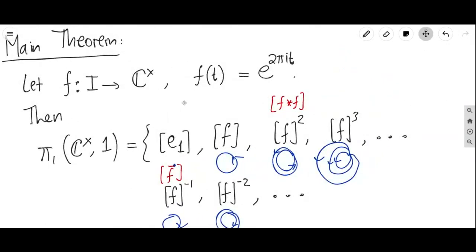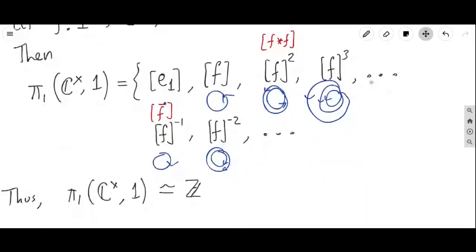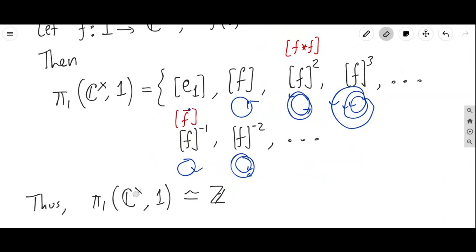This is the fundamental group of the punctured plane, but it's also the fundamental group of the circle, because the circle has the same homotopy type as the punctured plane, something that we've mentioned last time. Now, we're going to discuss the proof of this.